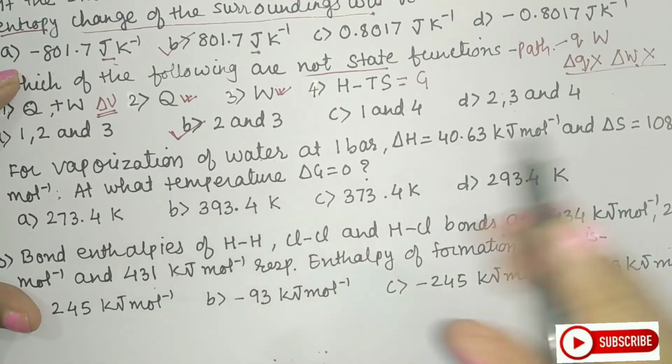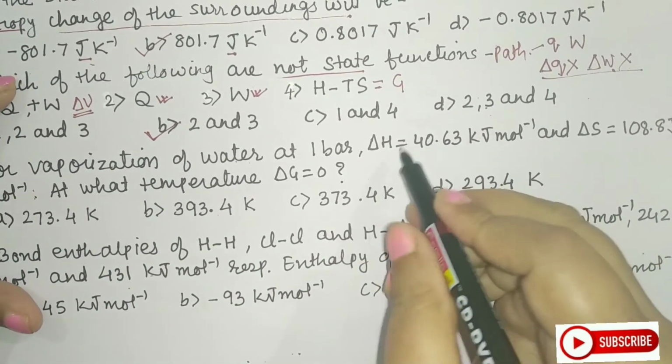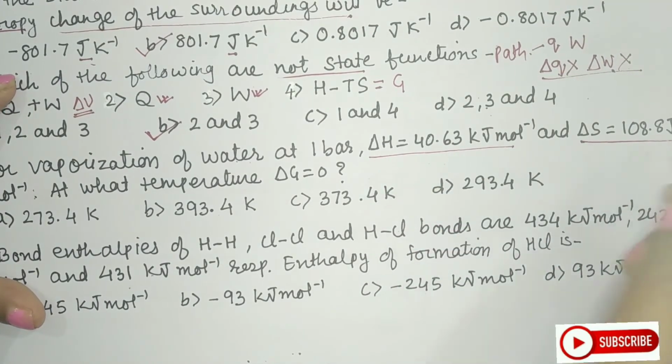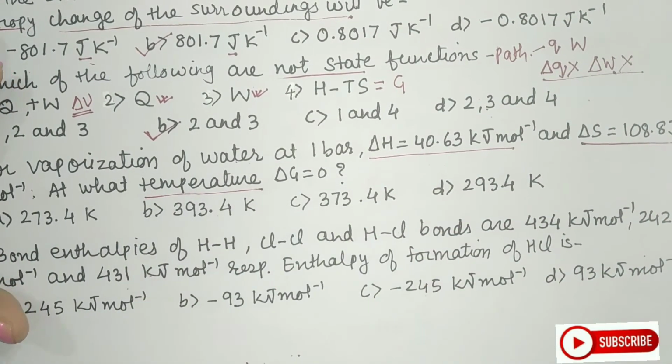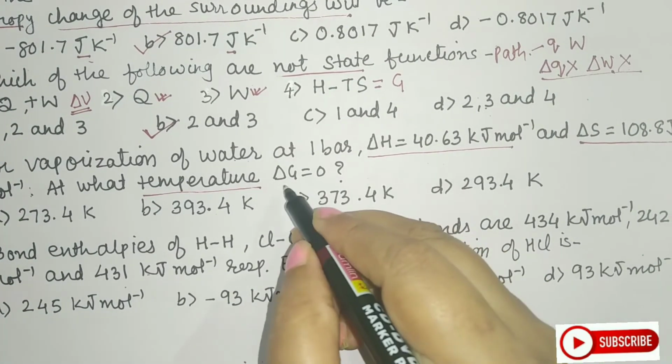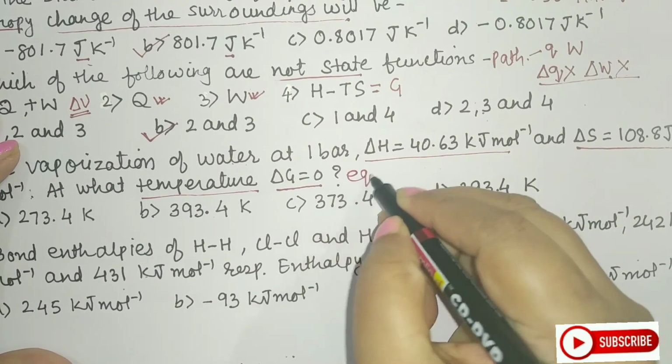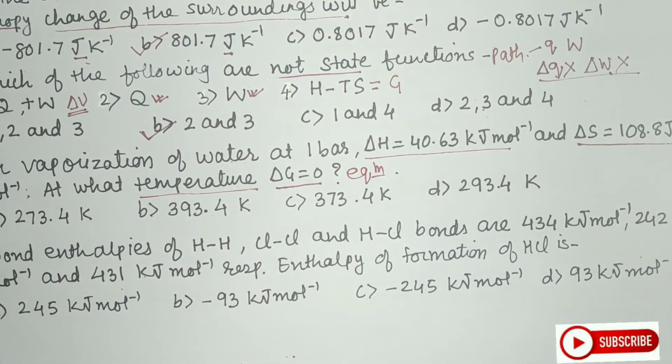For vaporization of water at 1 bar, this much amount of enthalpy change, and this is delta S, what is given. They are asking you about the temperature, but the condition is delta G is 0. Students, when I say delta G is negative, the reaction is spontaneous. When delta G is positive, the reaction is non-spontaneous. But when delta G is 0, it means the reaction is at equilibrium. So let us see how to do this.